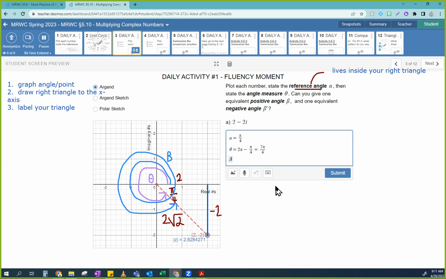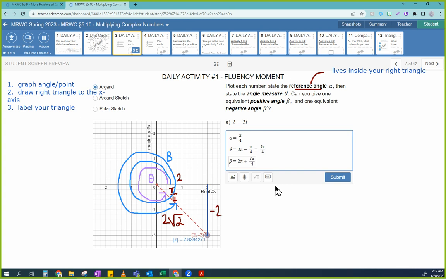How would I calculate beta? Yeah, it's 2 pi plus 7 pi over 4. Very good.